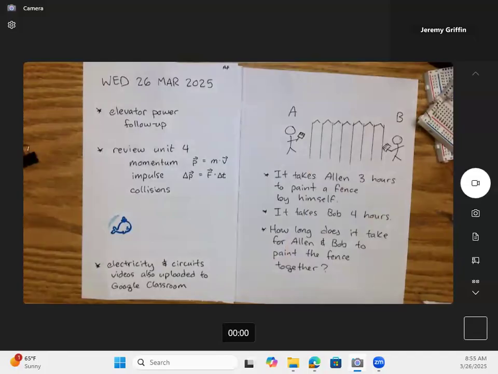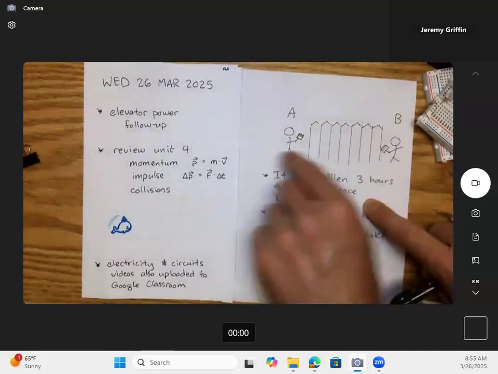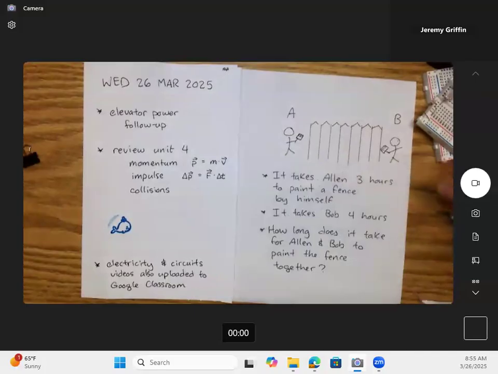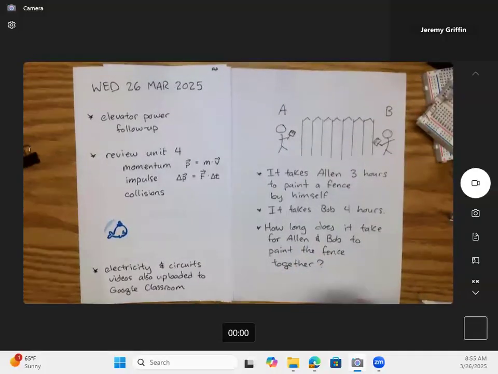Say it takes Alan 3 hours to paint the whole fence by himself. And Bob, it would take him 4 hours to paint the whole fence by himself. But they're going to team up and make a two-man team. How long does it take them as a two-man team? Does anybody know the answer to that or how to solve it? 1.7? Yeah, it is 1.7 hours. How'd you know it was 1.7 hours? I gave a number to the fence and then gave them a rate and added the rates per hour. Ah, okay, yeah.